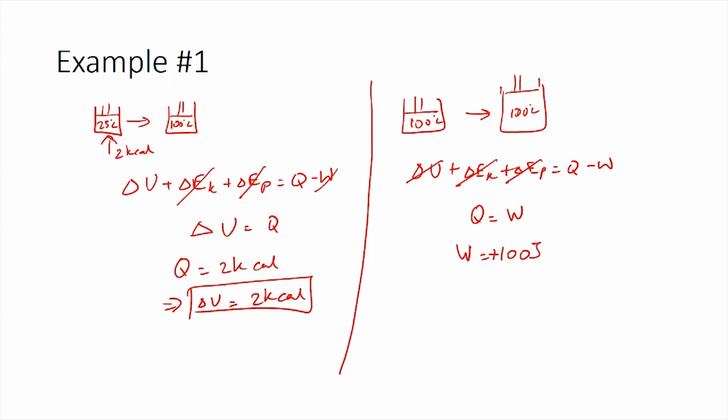So, this is positive 100 because the work is done by the gas. The gas expands to push the piston. So, if we are considering the gas as the system, which means work is done by the system on the piston, which is the surroundings. Therefore, you have a positive work, thereby Q is also 100 joules.